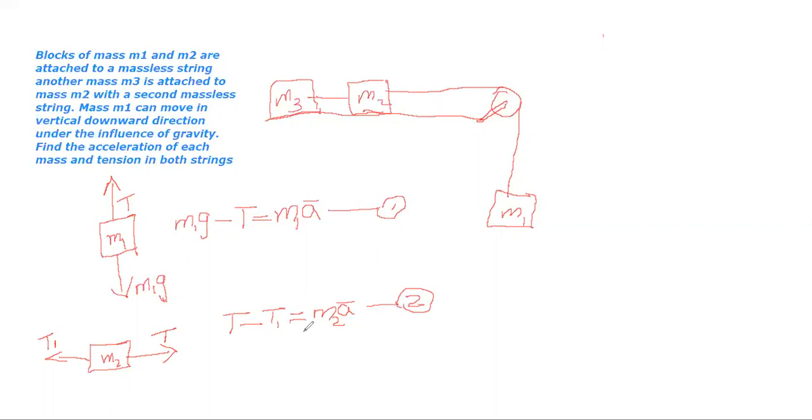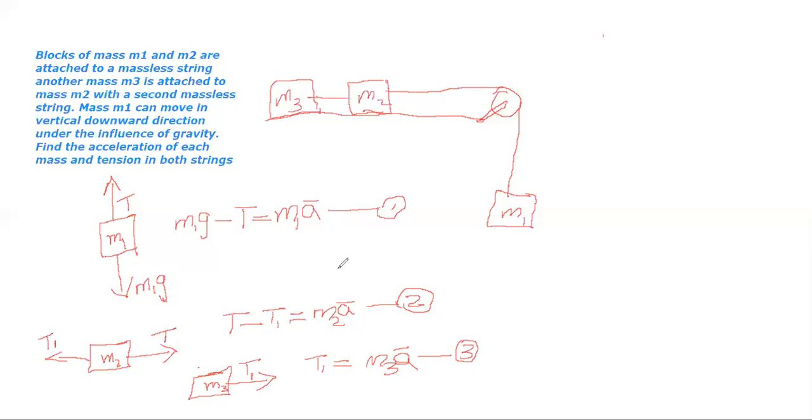Now, similarly, we can draw the free body diagram for m3. In the case of m3, we have only tension T1 acting on m3. So in the case of m3, T1 is equal to m3a. That is the equation of motion for m3. Now we have 3 equations in hand, and we can solve these 3 equations easily.